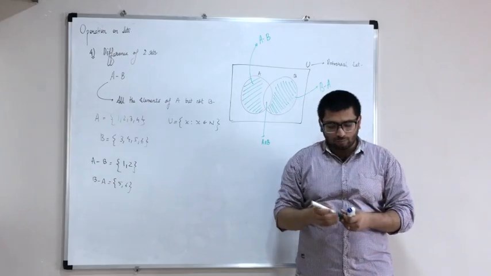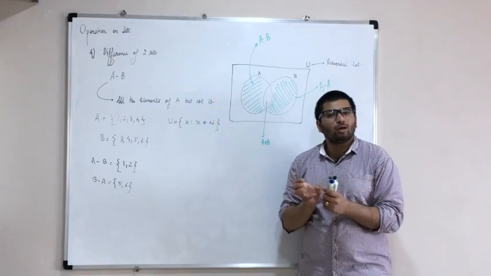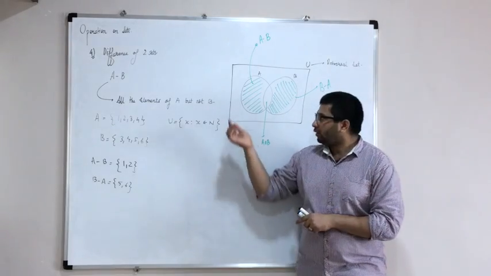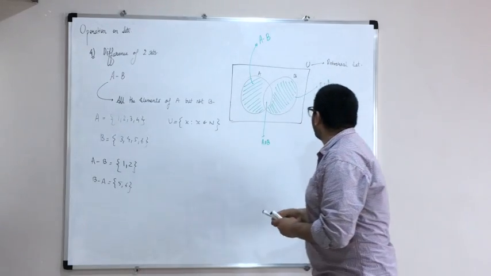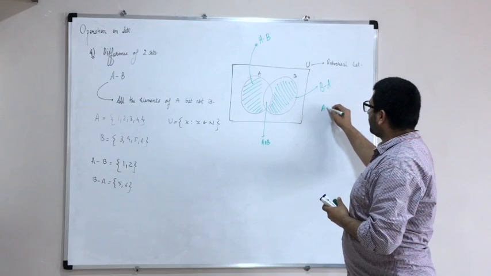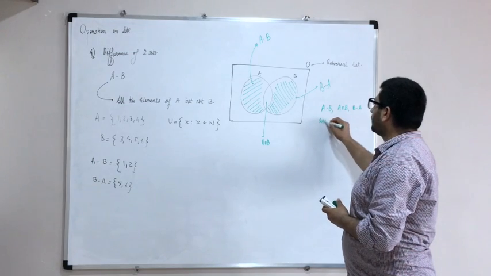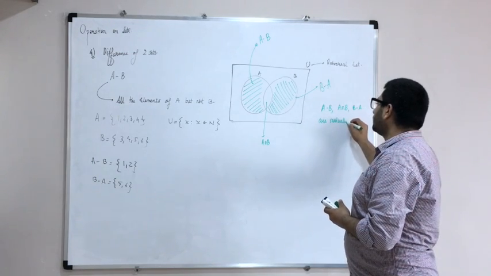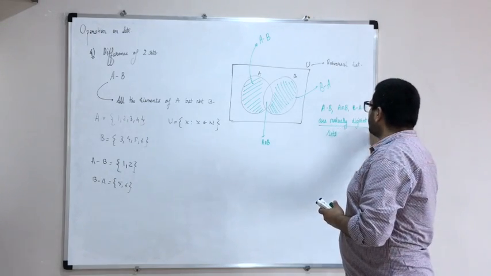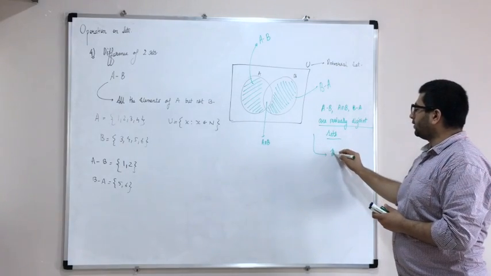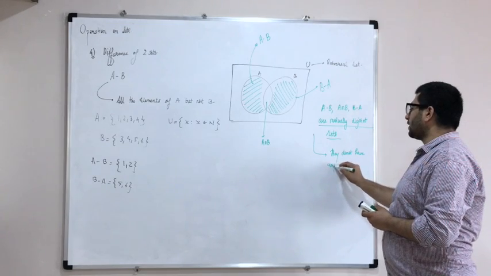So what is the conclusion that I have drawn? See, if I talk about A minus B, A intersection B and B minus A, do they have anything in common? No, they don't have. If you see, they are not having any common element, so they are called disjoint sets. So what I'll write: A minus B, A intersection B and B minus A are mutually disjoint sets. Now what are mutually disjoint sets? They do not have anything in common.